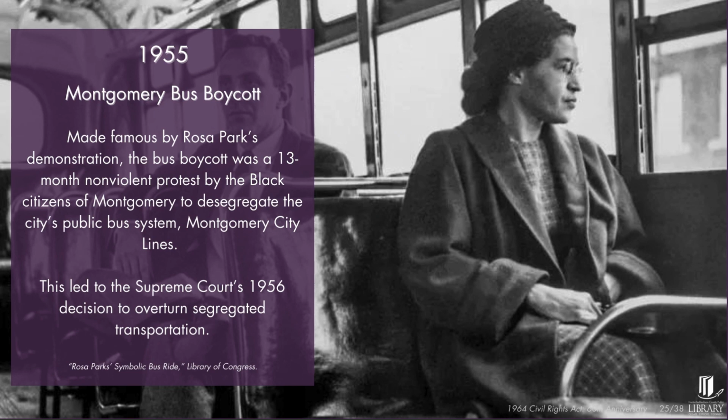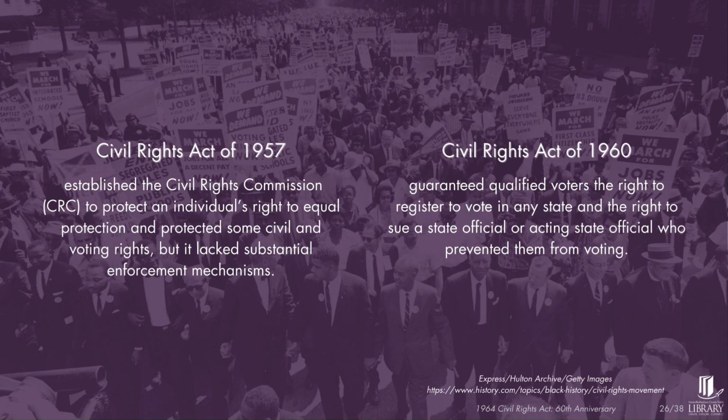The 1955 Montgomery bus boycott, made famous by Rosa Parks' demonstration, was a 13-month nonviolent protest by the black citizens of Montgomery to desegregate the city's public bus system. The Civil Rights Acts of 1957 and 1960 established the Civil Rights Commission and guaranteed qualified voters the right to register to vote in any state.